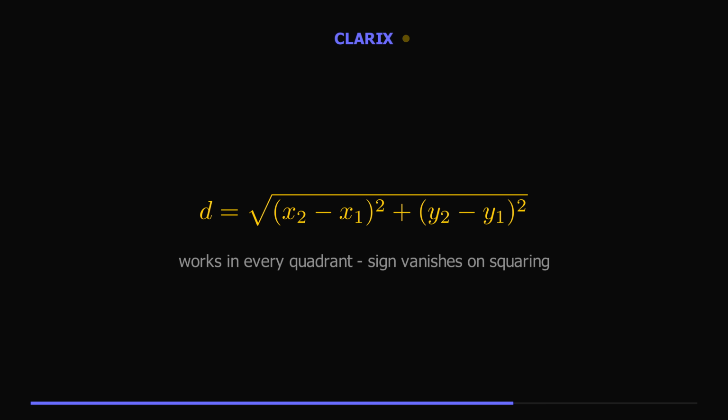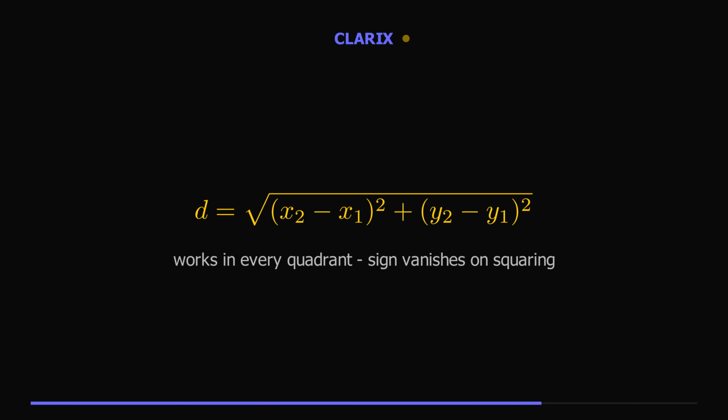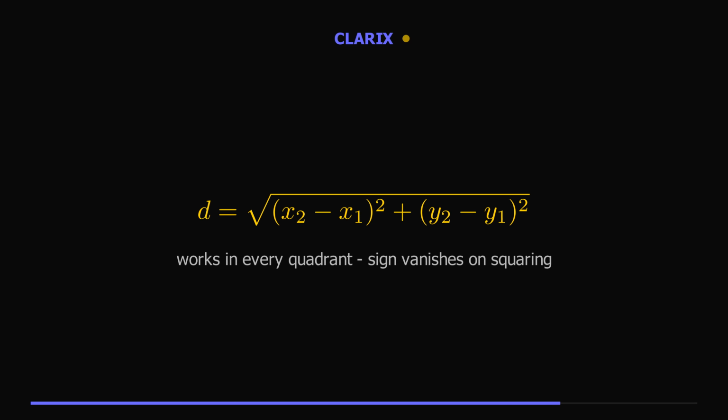Generalize that, and you get the distance formula. The distance between any 2 points, (x1, y1) and (x2, y2), is the square root of (x2 minus x1) squared, plus (y2 minus y1) squared. It doesn't matter if that subtraction gives you a negative number. You're about to square it anyway, so the sign disappears, and it works exactly the same in every quadrant, even with negative coordinates. That's the power of this one formula. It replaces a ruler completely.